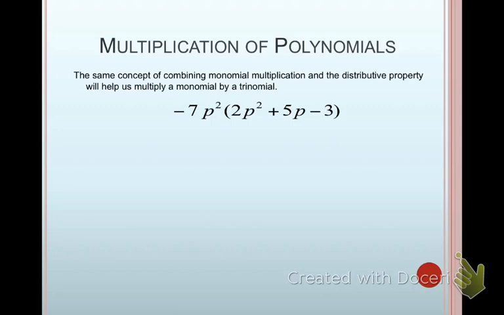Okay, this time we have a monomial times a trinomial. Same exact process applies, but instead of multiplying to two terms inside parentheses, we're going to multiply to three terms. So we have to do negative 7p squared times 2p squared, negative 7p squared times 5p, and negative 7p squared times negative 3.